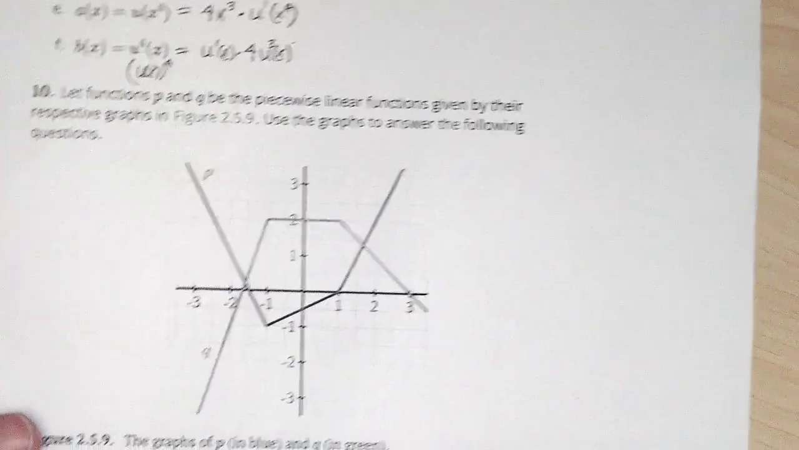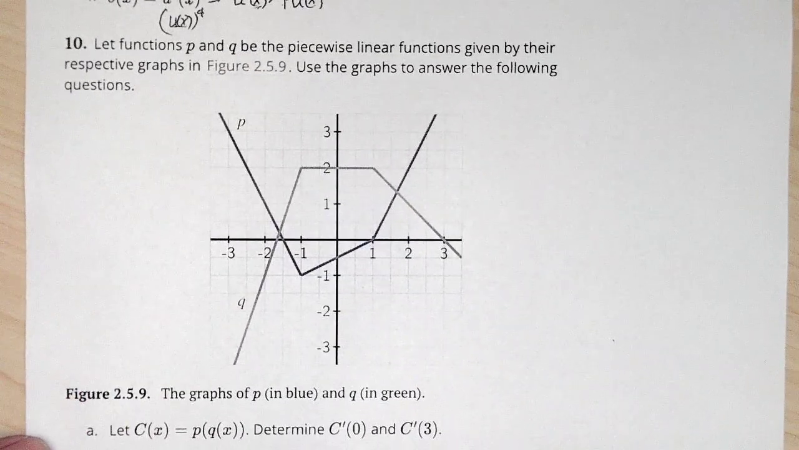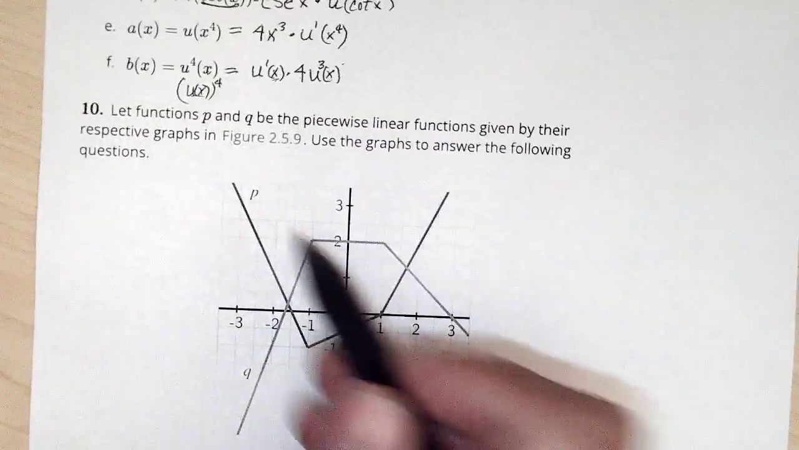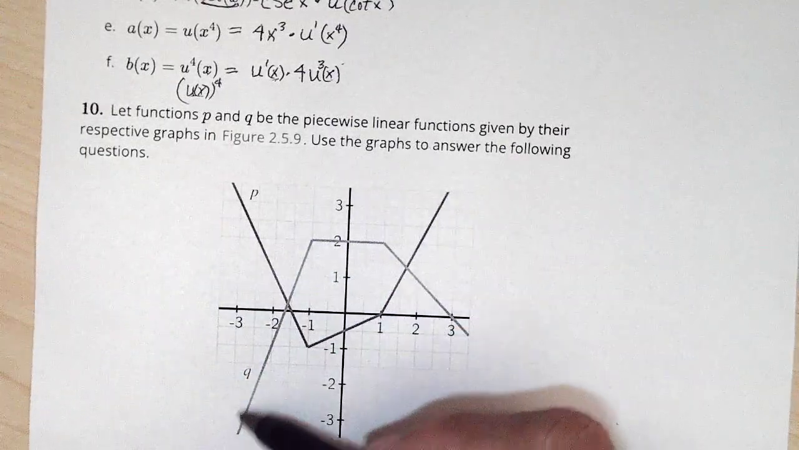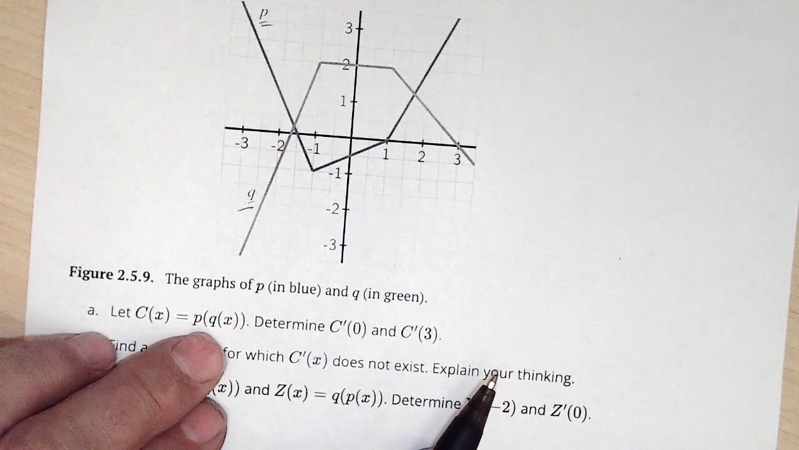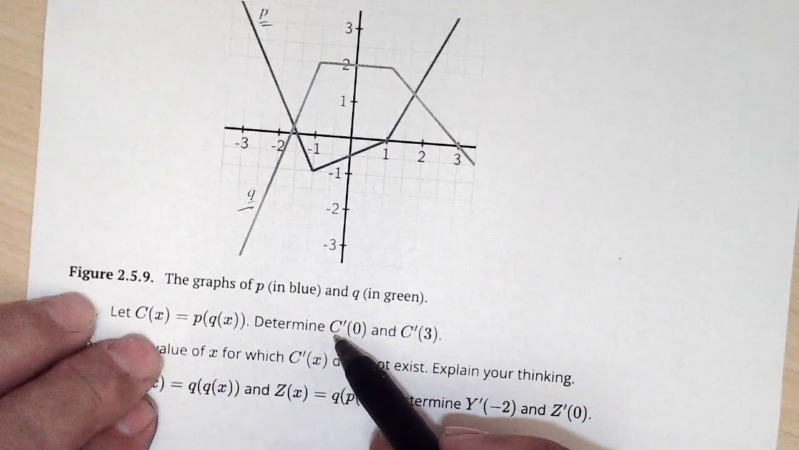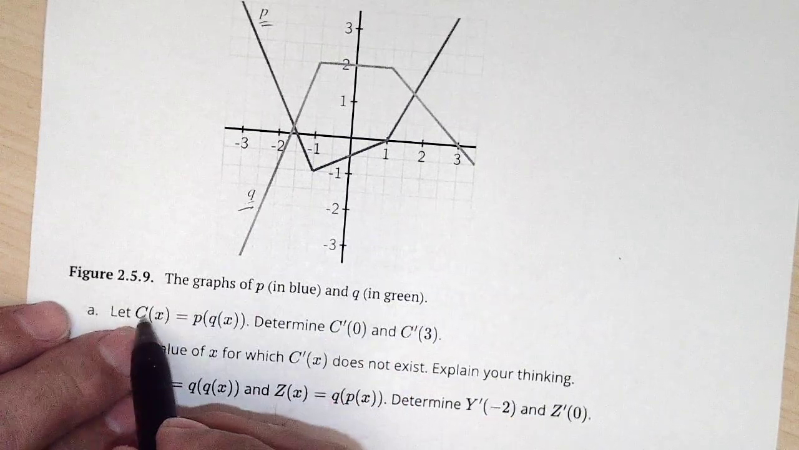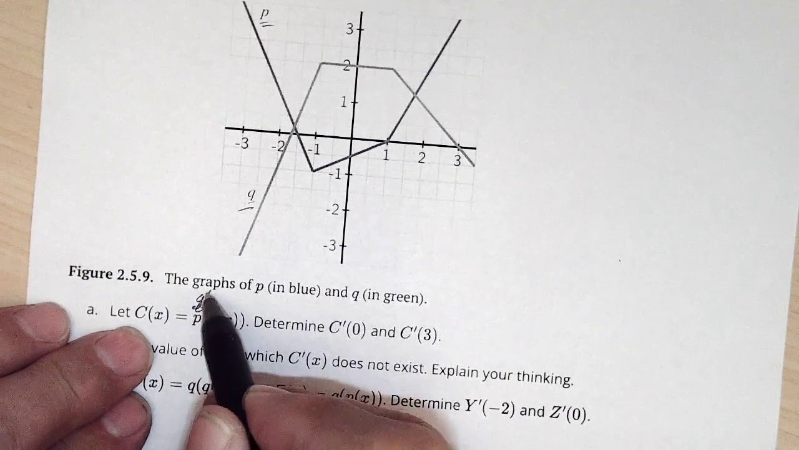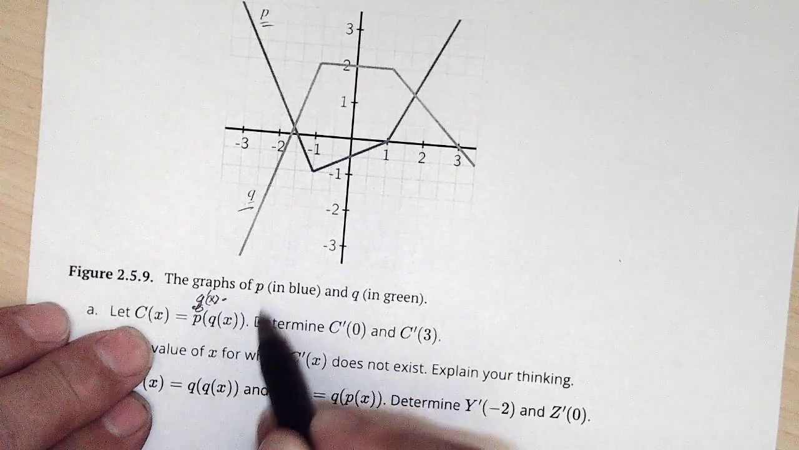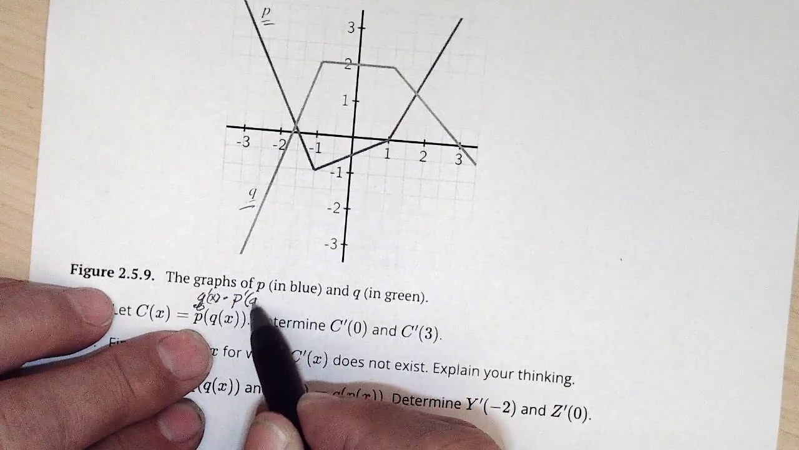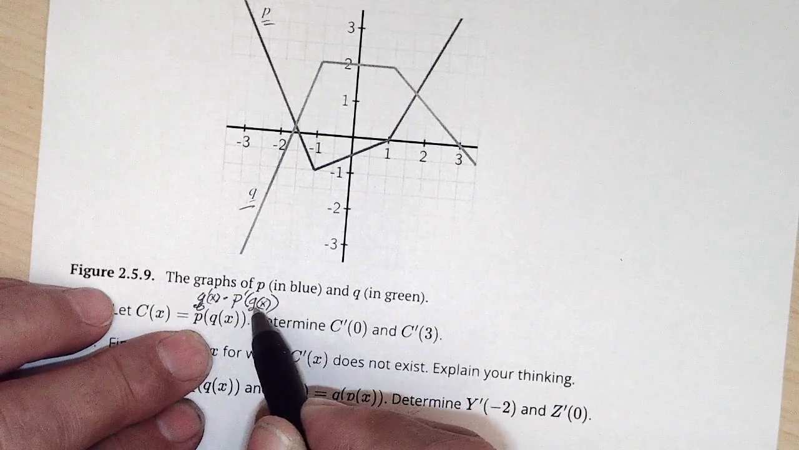Okay, 10. So on 10, we're supposed to find these things down at the bottom. P and Q. P is this one. Q is this one. So we got to find the derivative of this. So that would be the derivative of the inside, the slope of Q, times P slope at Q of x, leaving the inside alone.